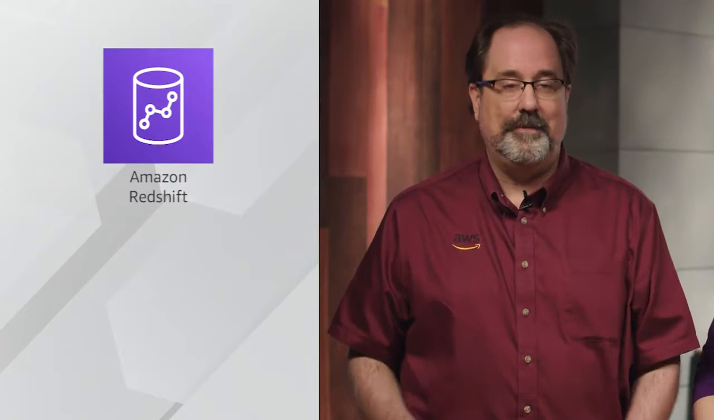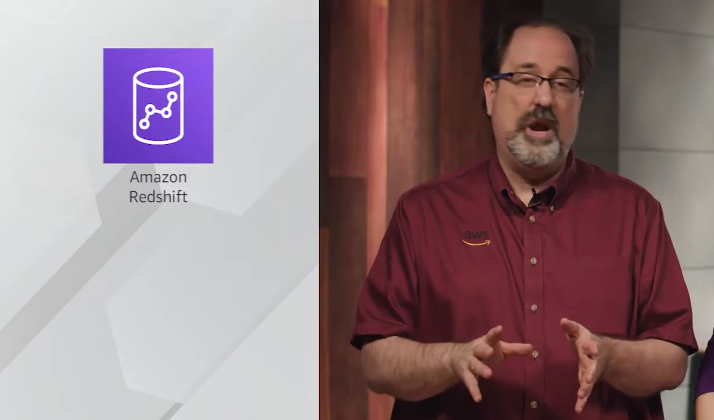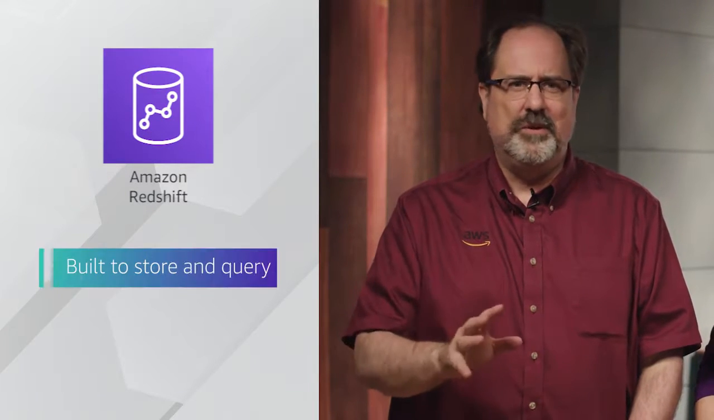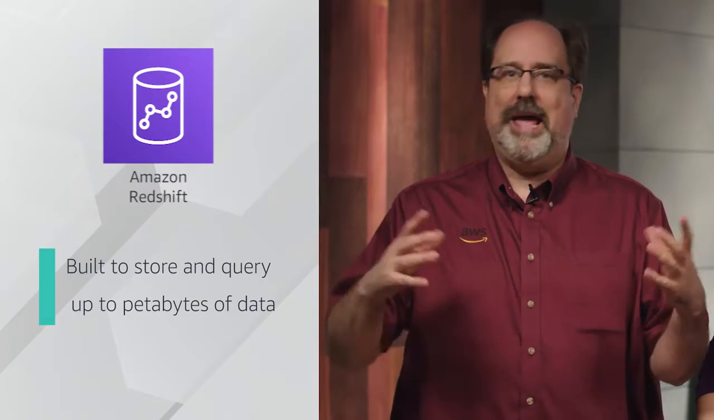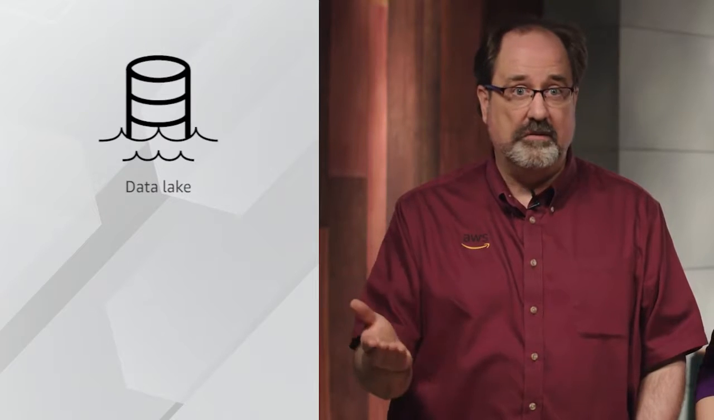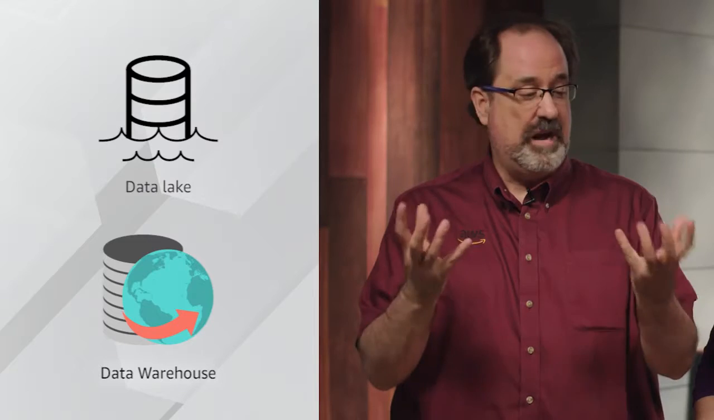However, AWS provides a data warehousing service called Amazon Redshift. Amazon Redshift lets you set up and deploy a new data warehouse in minutes. It's built to store and query data sets ranging from gigabytes to petabytes in size. So, now what we've got is Amazon S3 that can host a data lake and Amazon Redshift that can host a data warehouse. But what if I need to query across both spaces?